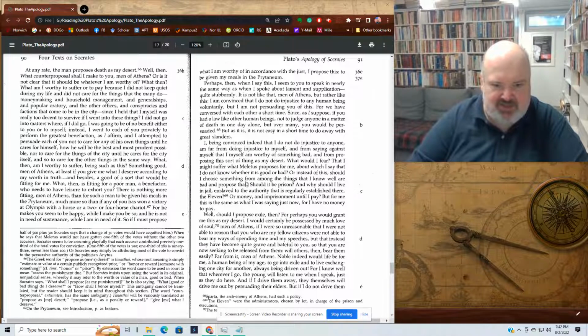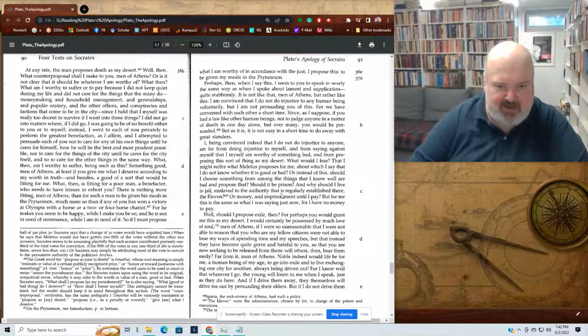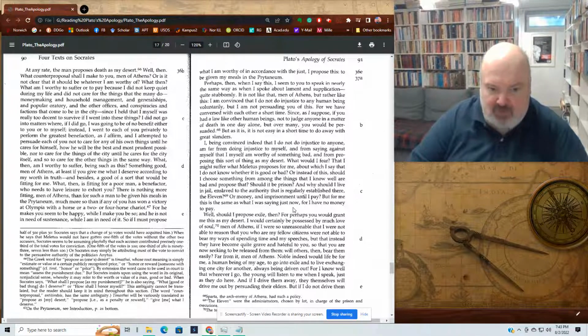Or indeed this, should I choose something from among these things that I know are bad and propose them? Should it be prison? And why should I live in jail, enslaved to an authority that is regularly established there, the Eleven? Okay, in other words, or money and imprisonment until I pay. But for me, this is the same as what I was just saying now. For I have no money to pay.